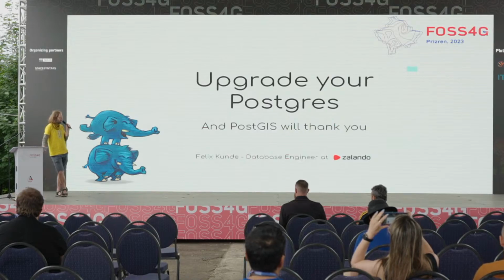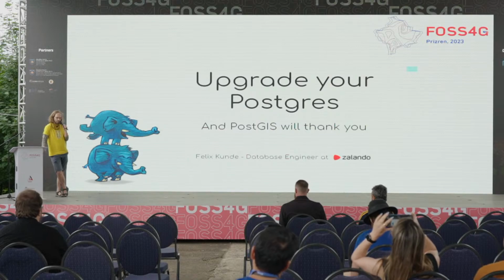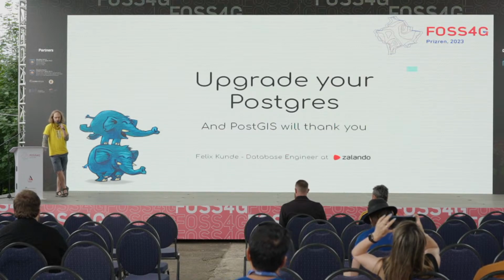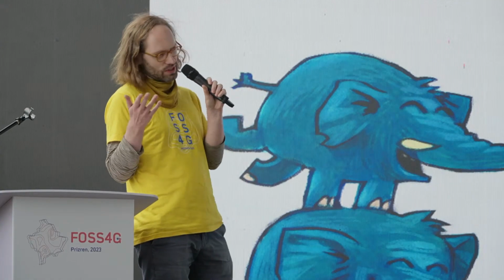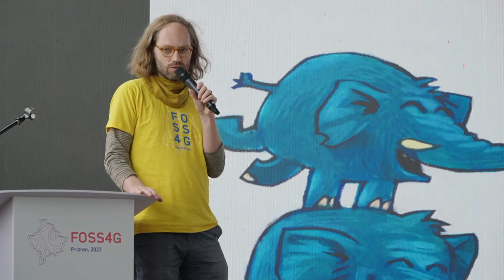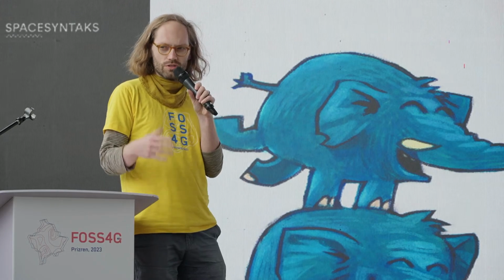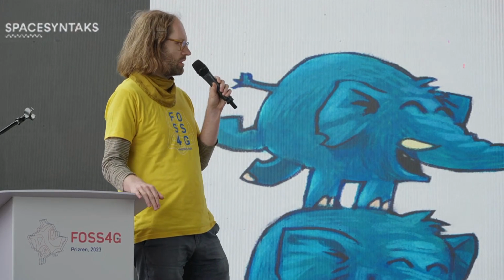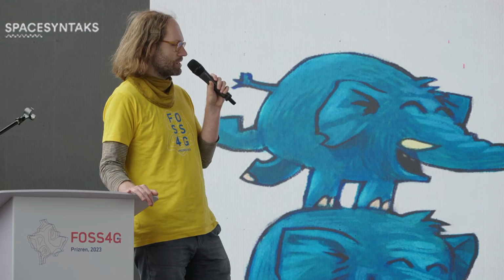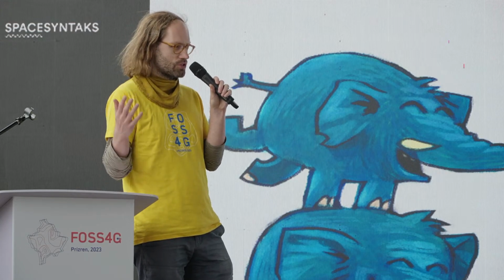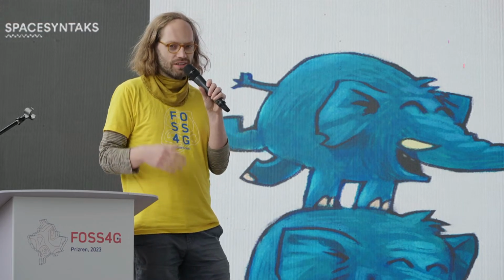At Zalando, I'm part of the database team, the Postgres as a service team, and we manage around 3,000 database clusters on top of Kubernetes. Two years ago at FOSS4G, I also gave a talk about how we do this. Today this will mostly focus on upgrading Postgres, because as you can imagine, with 3,000 separate database clusters, it would be a nightmare as a database administrator if you did not have great automation in place.